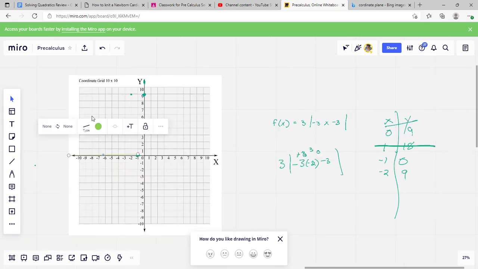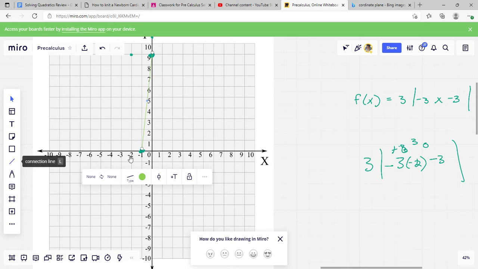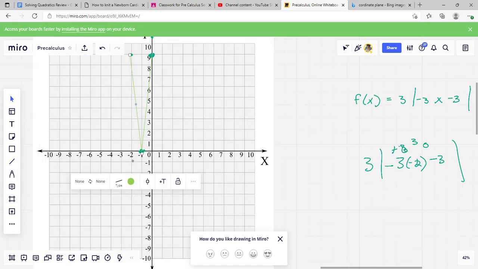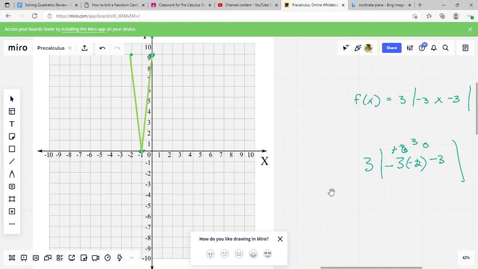Well, that's not cooperating at all. There we go. Okay, so that's what our line looks like.